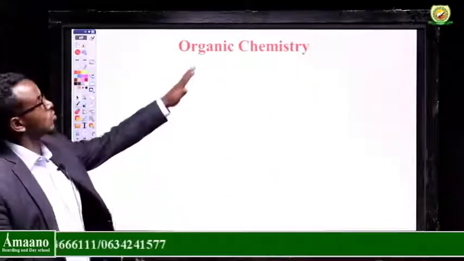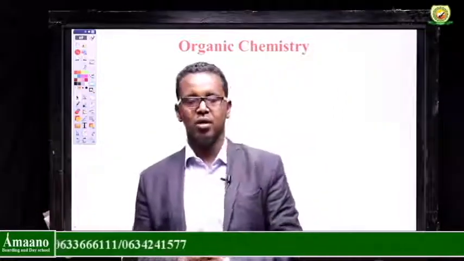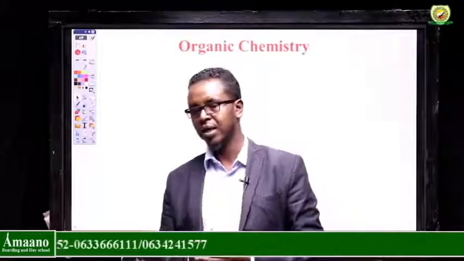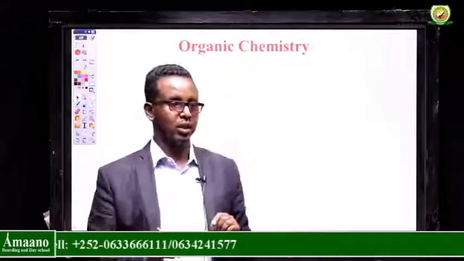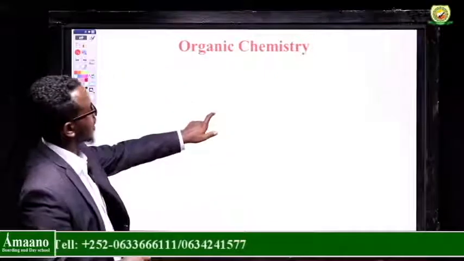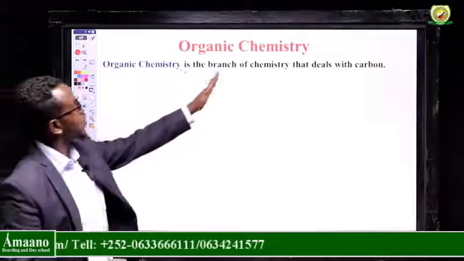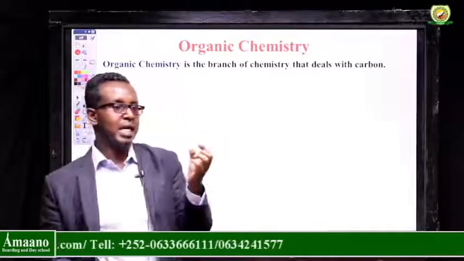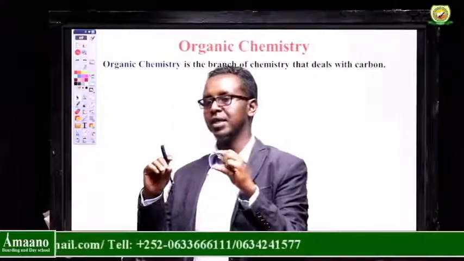Also, it's very important to define organic chemistry. We came across the definition of organic chemistry. We mentioned that organic chemistry is the study of carbon substances. We can put it another way: it's a branch of chemistry that deals with carbon compounds. It is a part of chemistry that deals with carbon. So I can say it deals with carbon elements, carbon compounds, carbon substances. So you can divide it in this way.